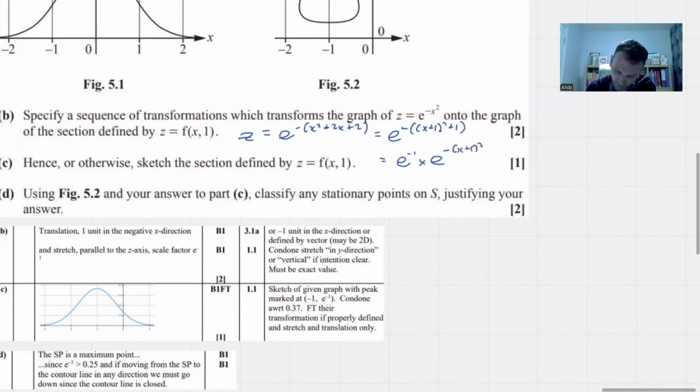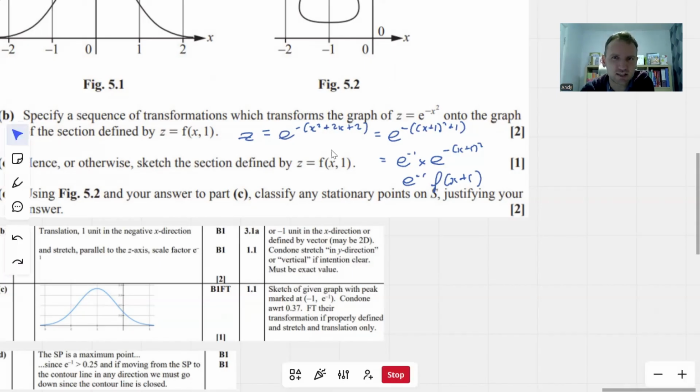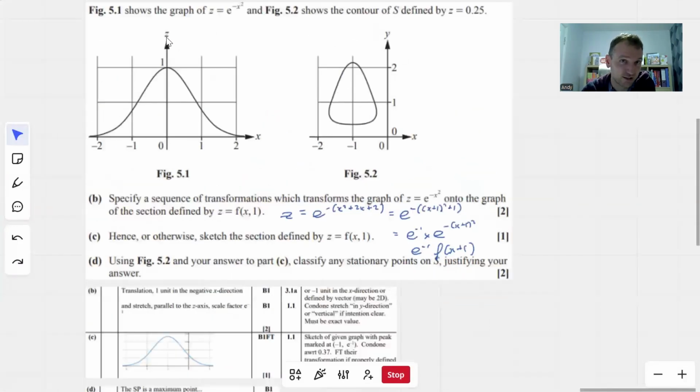So what transformations are happening? This is e to the negative 1 times our f of x plus 1. So there's a translation by the vector (-1, 0). Make sure you use the word translation and not shift or move or any less precise word. And then there's a stretch. Now, you can describe this as a vertical stretch. You can describe this as a stretch parallel to the z-axis, because if you look at the graph, the vertical axis was the z-axis, not the y. Good news, you didn't get penalized if you said in the y direction here. You really should be saying in the z direction or parallel to the z-axis in this question, because that's the axis our graph was on here.